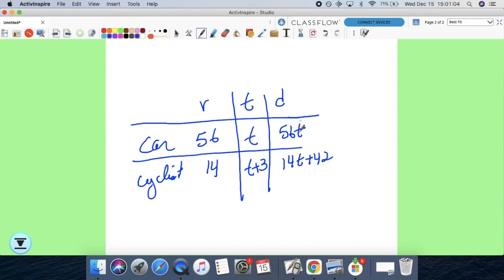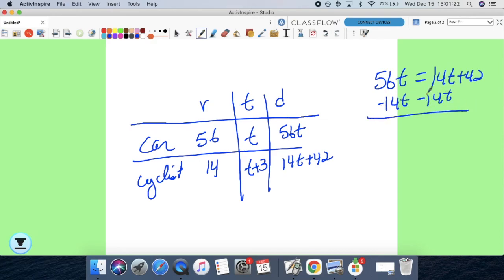So first we've got to find t, right? 56t, I know that their distances are going to be the same the moment the car reaches the cyclist. So 56t equals 14t plus 42, minus 14t on both sides. And I'm going to get 56 minus 14, 42t equals 42. Divide both sides by 42. And I get t equals 1 hour. So after 1 hour of driving, the car catches up to the bike. Yeah, that's really fast. So what's the distance?